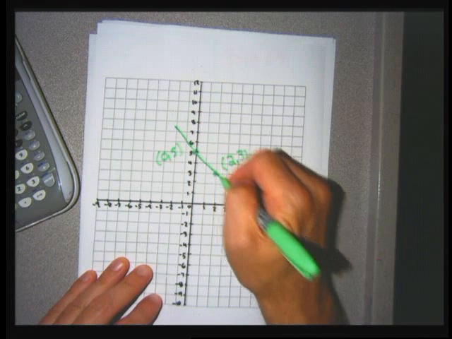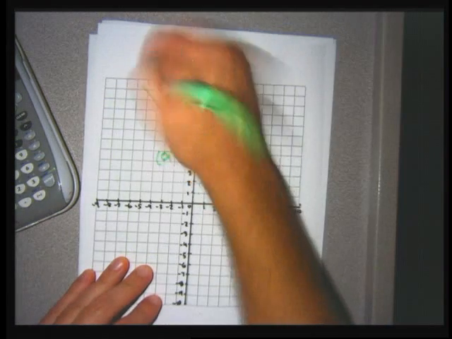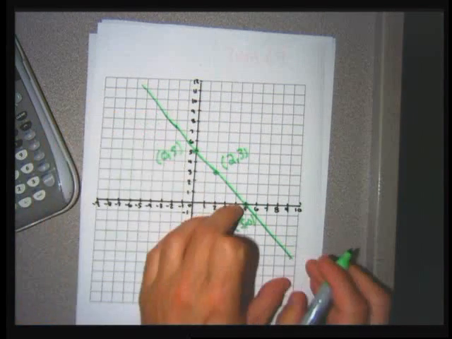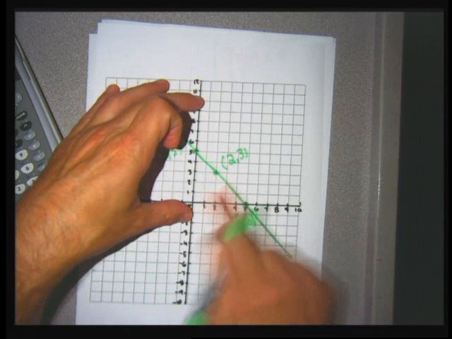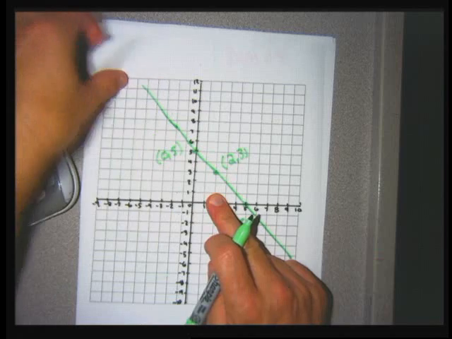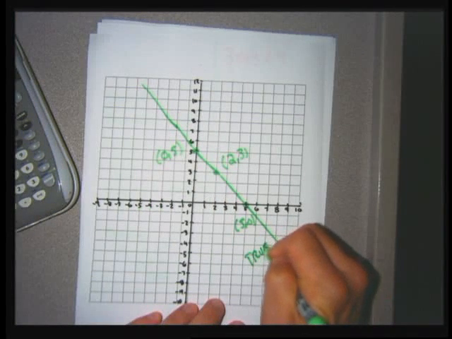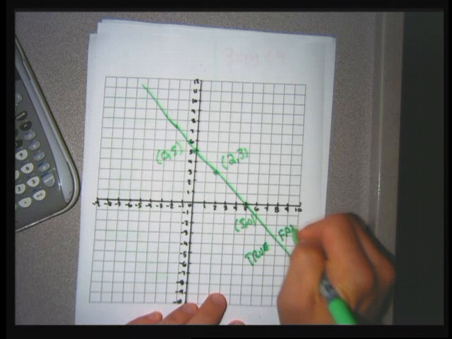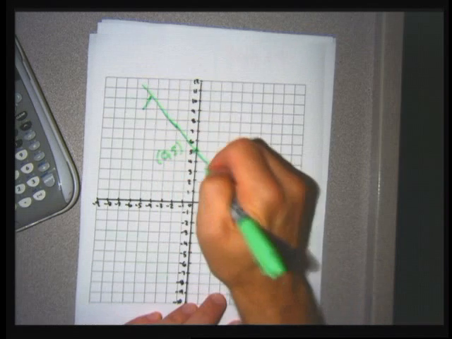I know my shadings only can live in the first quadrant. So when I do my shading, I don't have to worry about shading up here or down here, because x greater than or equal to 0, y greater than or equal to 0 keeps my shading in the first quadrant. And 0, 0 was true, so this is the true side, and this is the false side.